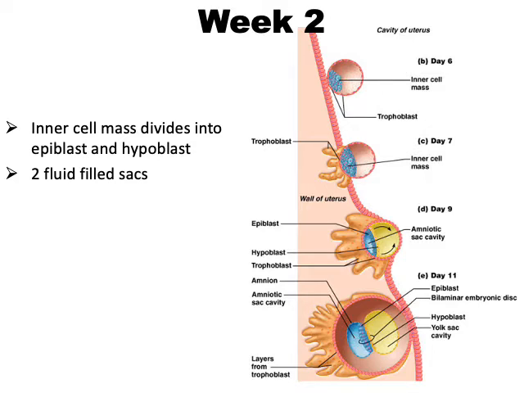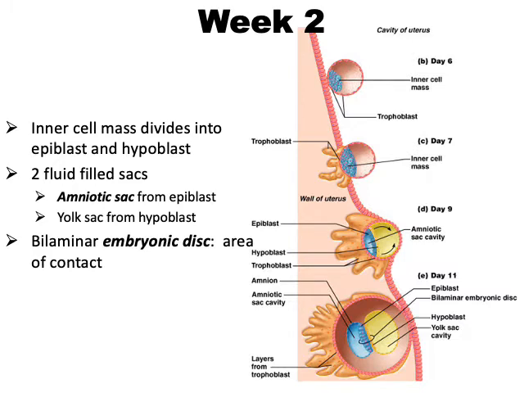You will see that the embryo now has two fluid-filled sacs. One is called the yolk sac cavity, and the other is called the amniotic sac cavity. The yolk sac cavity is yellow, while the amniotic sac cavity is blue. The amniotic sac forms from the epiblast, the yolk sac from the hypoblast, and these are the two sacs. Now the embryo is called the bilaminar embryonic disc because it consists of two layers. And this bilaminar embryonic disc will give rise to the whole embryo.